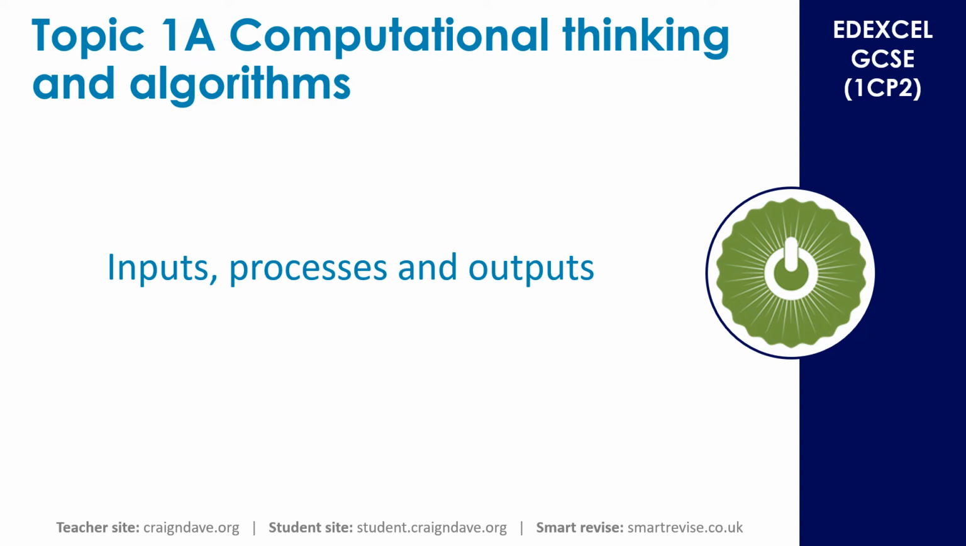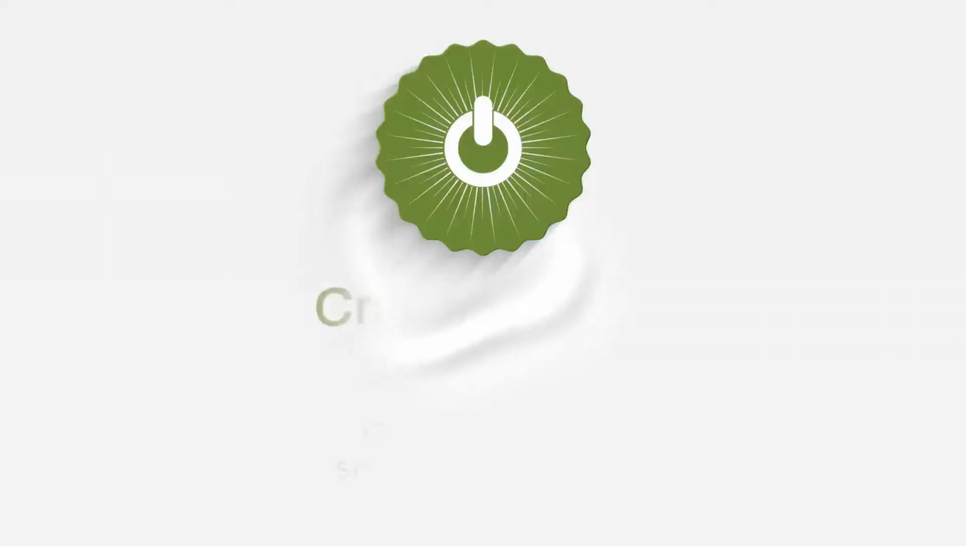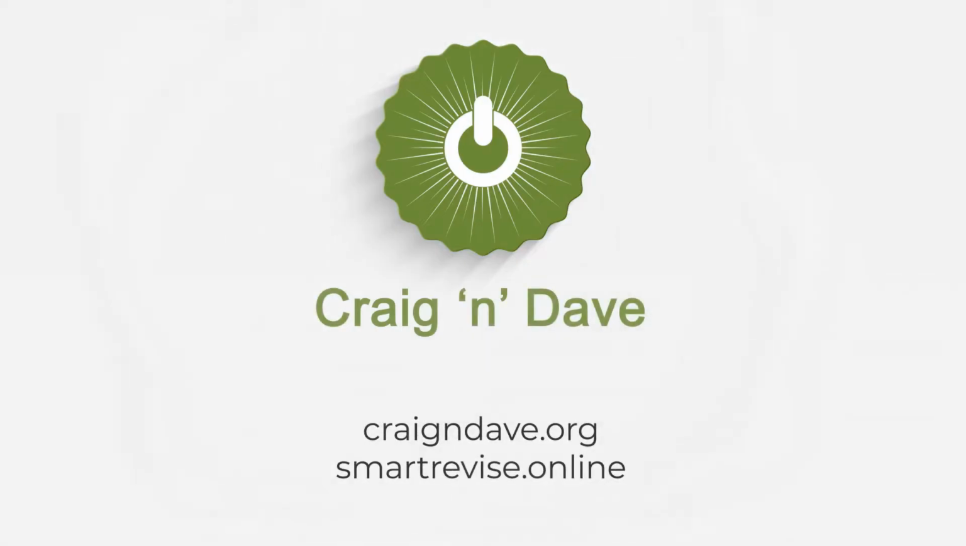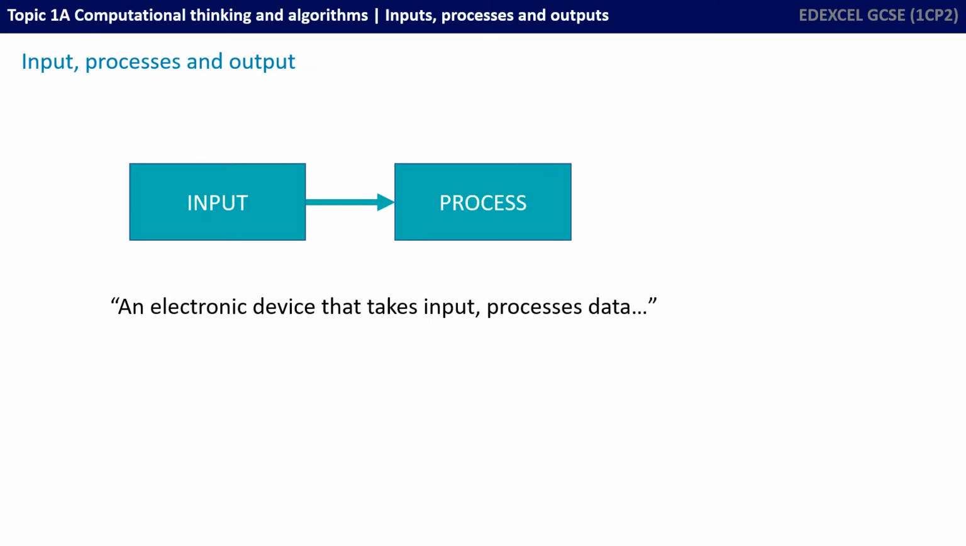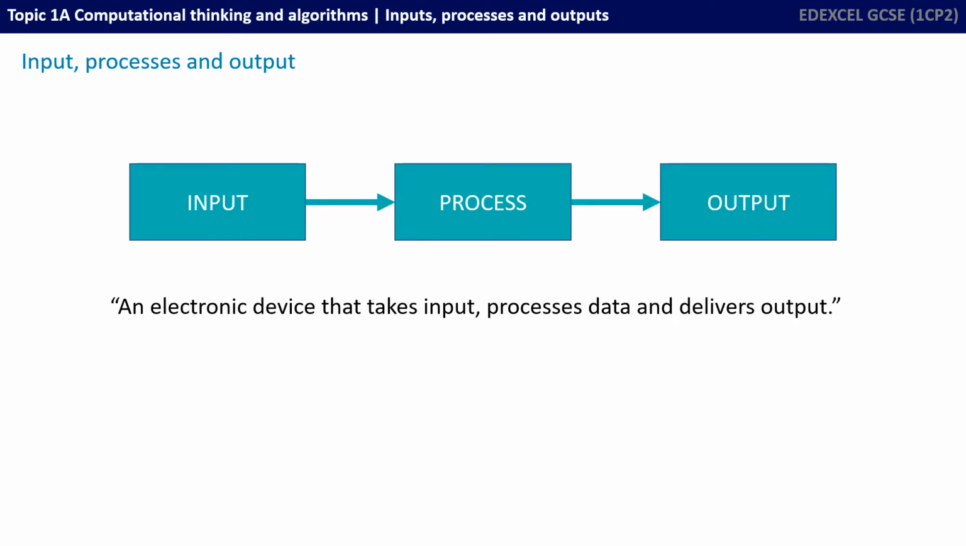In this video, we take a look at the importance of being able to identify inputs, processes, and outputs to a problem. We already established right back in our very first video that a computer program is nothing more than an electronic device which takes input, processes data, and delivers output.